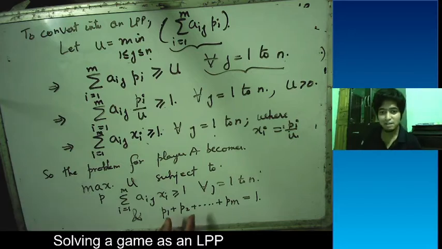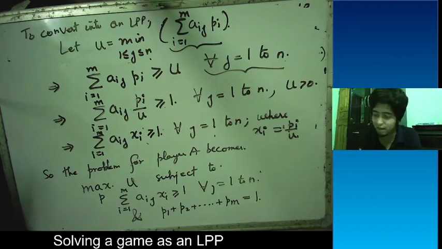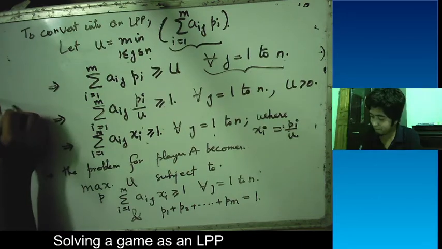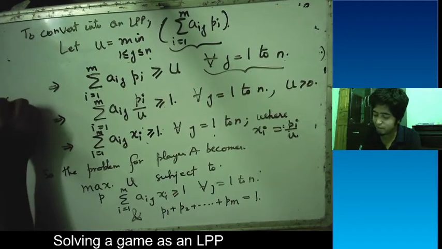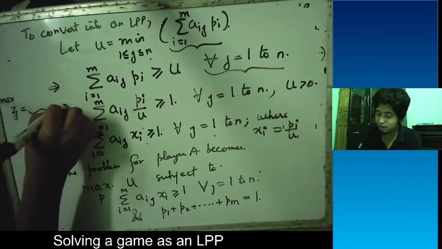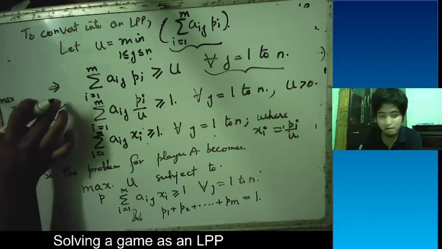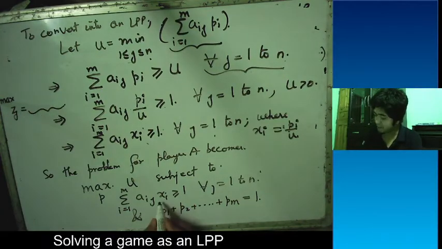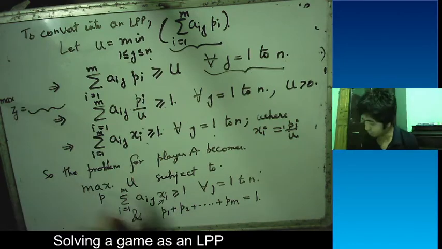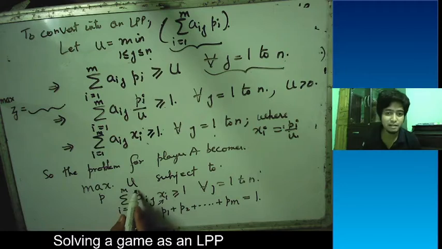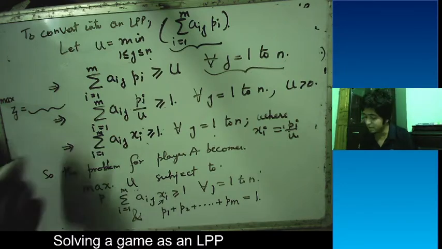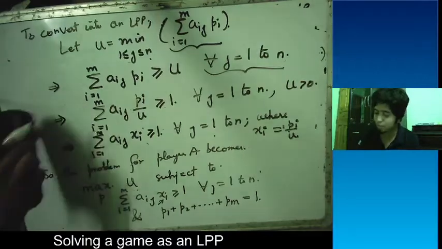Now this one is looking like an LPP, but there is still one thing left that we have to do. If you remember, when we write an LPP, we usually write max Z equal to something where the variables are involved. Over here, the variables are now x1, x2 up to xm, but we have not written anything for u. So it is starting to take shape, but we can do one more step.